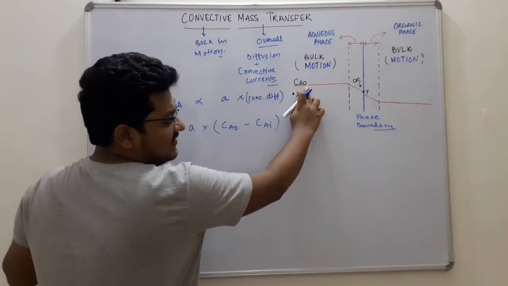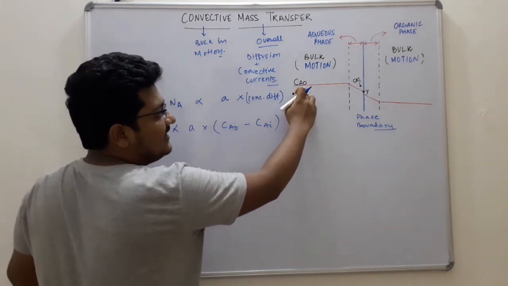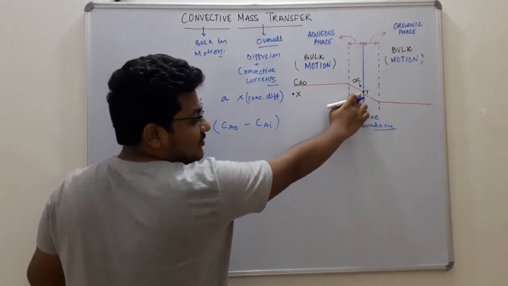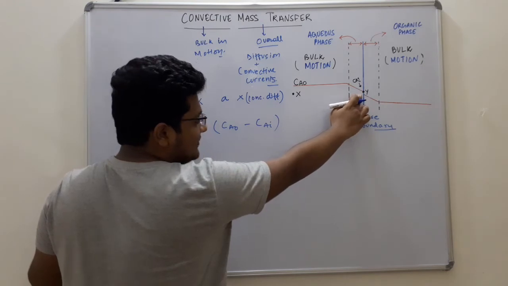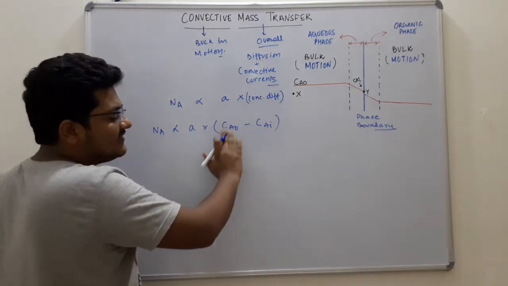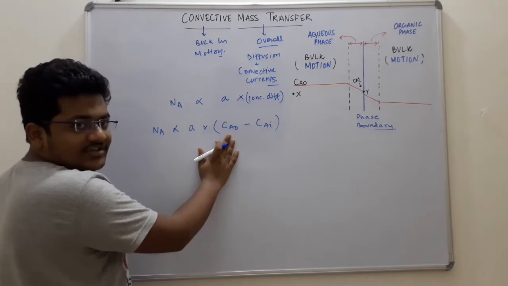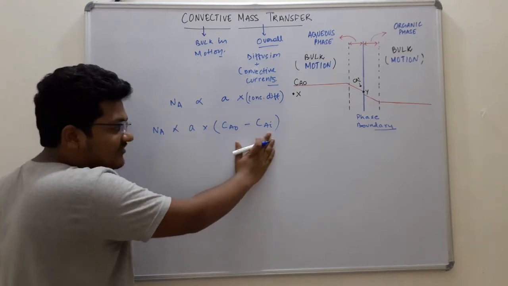It is the initial concentration from which the mass transfer is starting, and this is the final concentration which the component is reaching after mass transfer. So this is the difference in the concentration of the initial location and the final location after mass transfer.